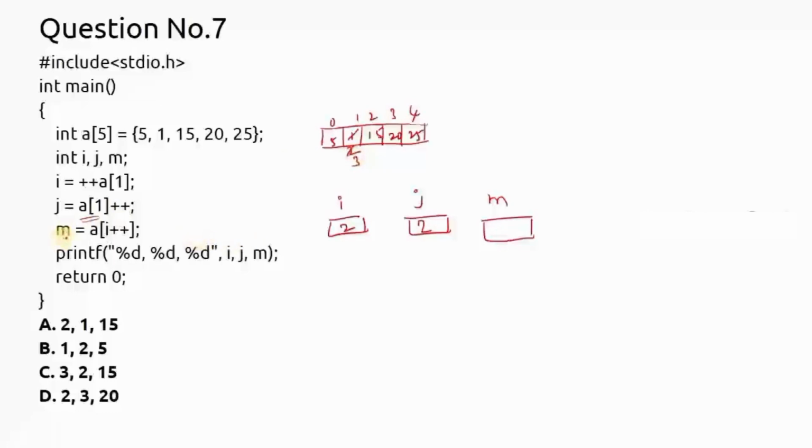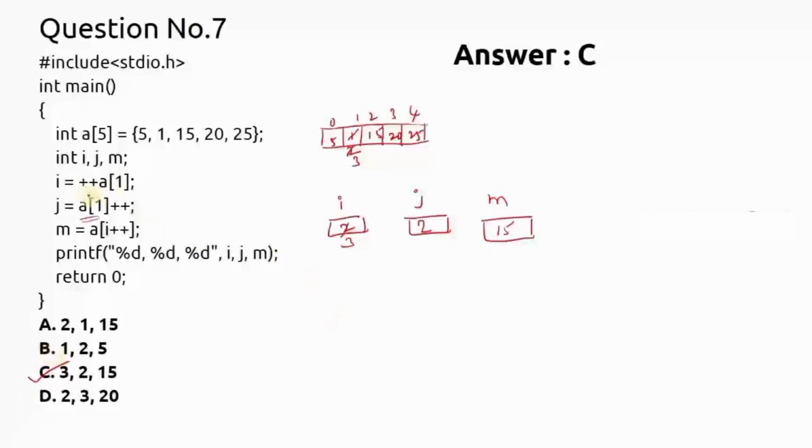Coming to the next one, m. m equals a of i plus plus. Now here you observe i plus plus, it is a post-increment. That's why first of all it has to assign. So what is a of i? First you need to check what the i value is: 2. So what is a of 2? 15. 15 will be assigned first to m. Now i will be incremented. What is the i value? 2. 2 will be incremented to 3. So this is the procedure. Now finally if you see the i, j, m values, that is 3, 2, 15. So the answer is C.